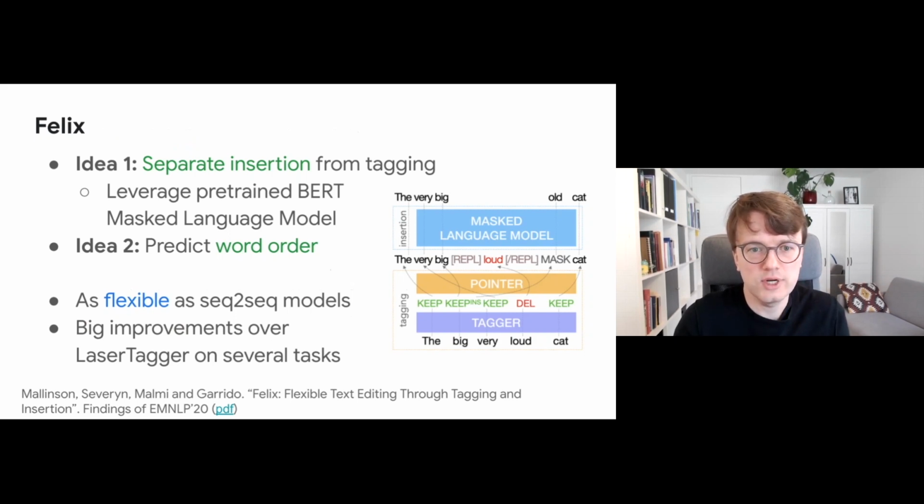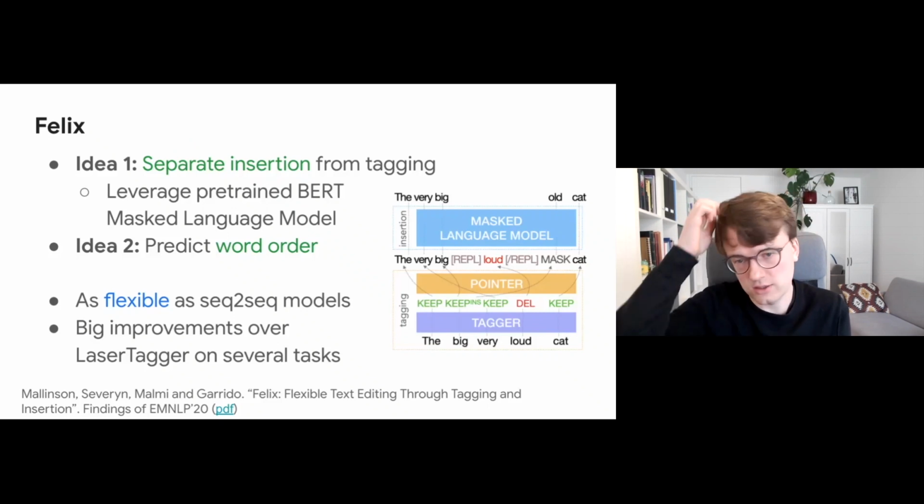The method was called Felix, where the idea is that you separate the insertion part from tagging. So first you have a tagging model that just predicts which tokens to keep and which tokens to delete and where to insert stuff. And then you have a separate insertion model that inserts stuff at given positions. Now the nice thing is that the task of inserting words at given positions is actually exactly the task that BERT's masked language model has been pre-trained on. So we can just use a pre-trained BERT checkpoint to solve this task. However, if we do have some training data, fine-tuning on that, of course, helps. But now we can leverage this unsupervised pre-training to get more fluent and grammatical outputs.